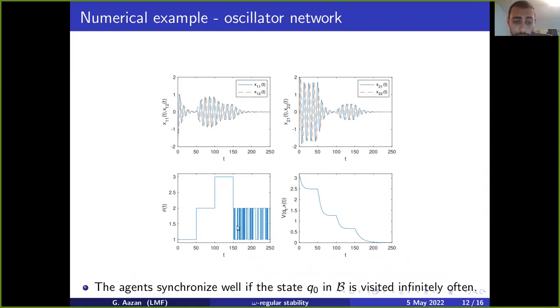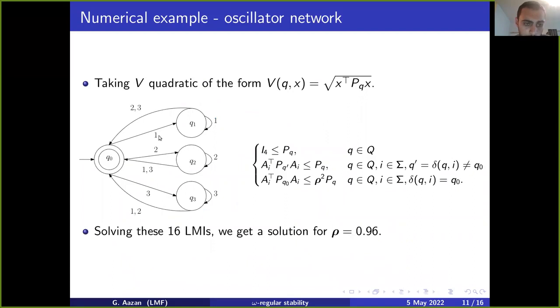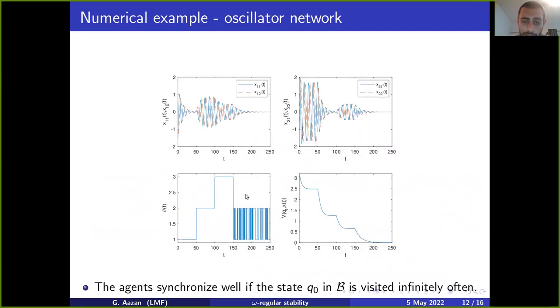On the other hand, if we start mixing theta equal 1 and theta equal 2, so between communication channel 1 and communication channel 2, we start visiting 1, 2, 1, 2, we start visiting this state on the Buchi automaton more frequently. Therefore, this equation will be activated more frequently, and our function V will decay to 0 at infinity, and therefore we get the stability of the three considered oscillators at the end.